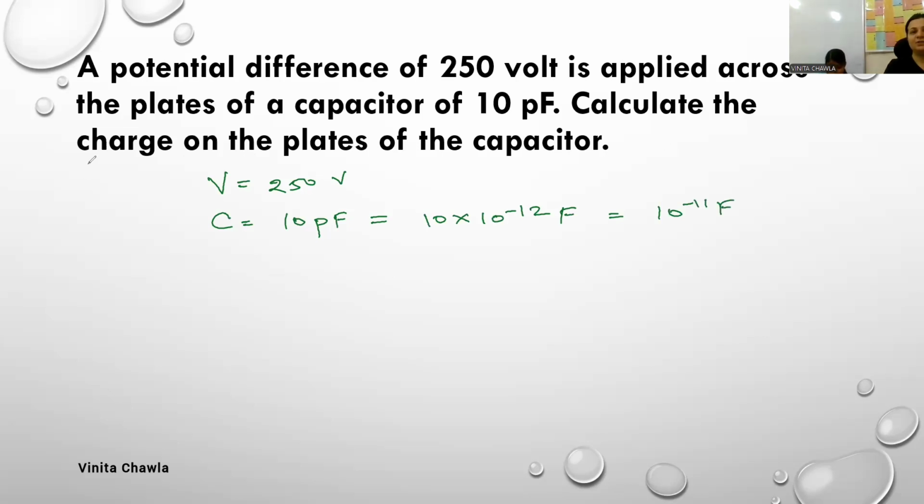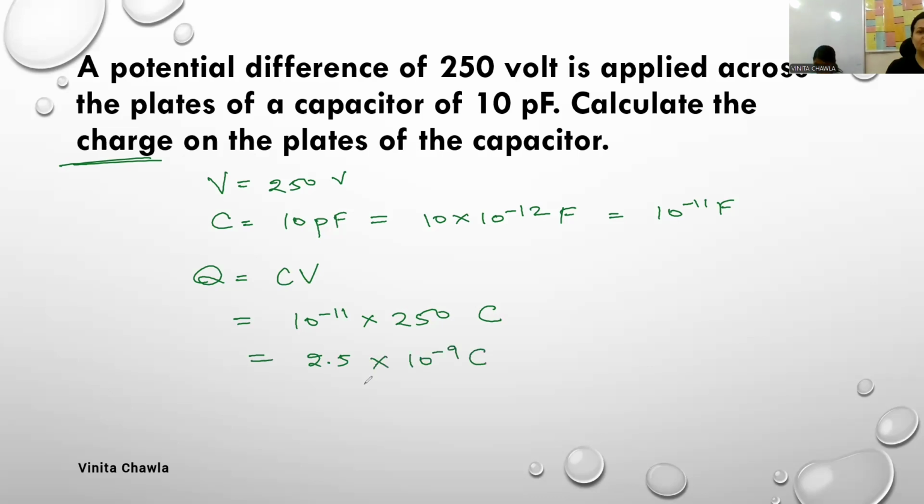We have to find charge. So charge is equal to, Q is equal to CV. Now put the value. C is 10 to the power minus 11 and into 250 coulomb. So we can write this as 2.5 into 10 raised to the power minus 9 coulomb.